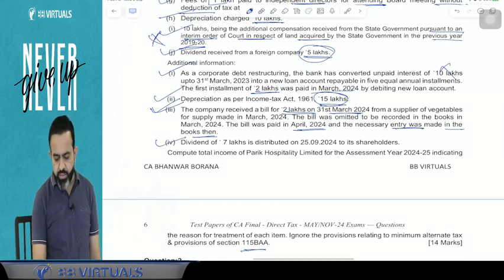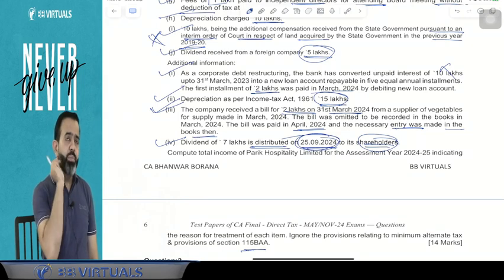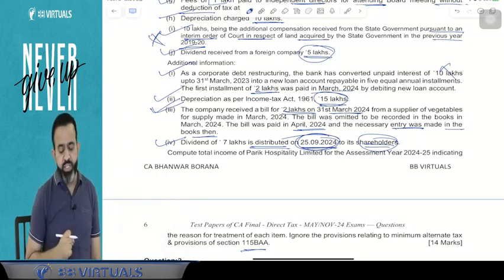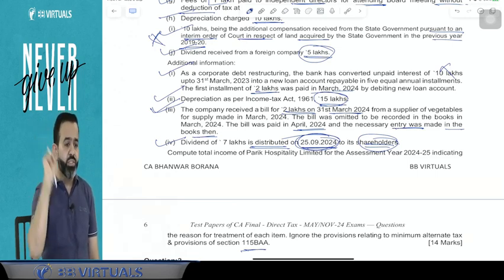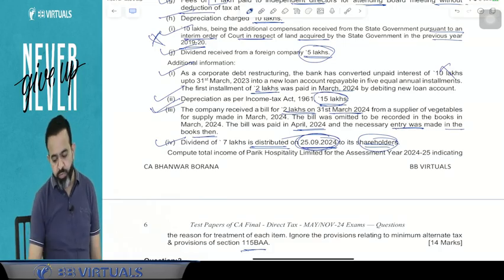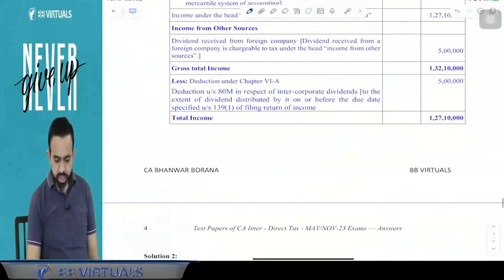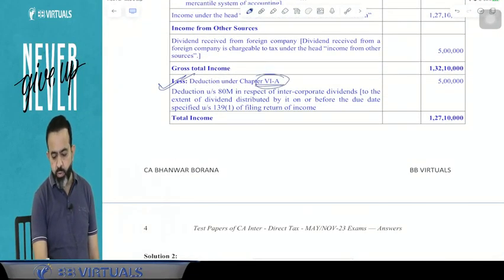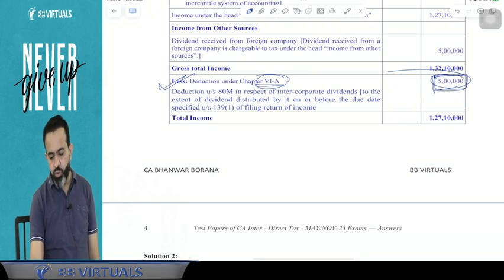Dividend of 7 lakh is distributed on 25th September 2024 to its shareholders. So guys, here dividend is distributed, so you can claim the deduction under section 80M. If you remember 80M, whatever dividend you receive and how much dividend you have distributed to your shareholders, we have discussed in the dividend topic, after income from other sources. In this particular solution, I have covered 80M. Answer is yes. Because dividend you received is 5 lakh, and you have distributed the dividend, whichever is lower is your deduction under section 80M. So you can check the solution.